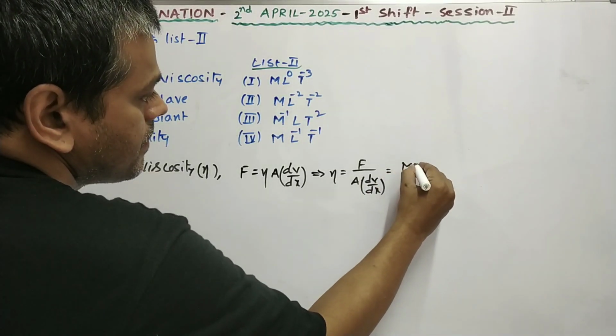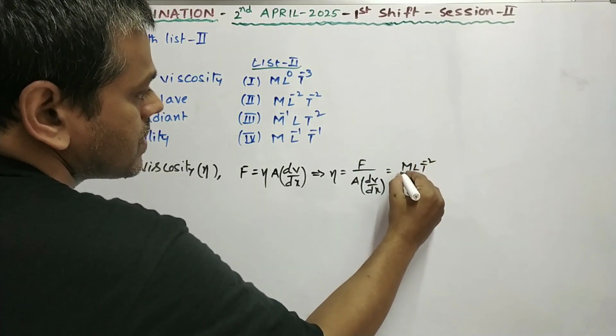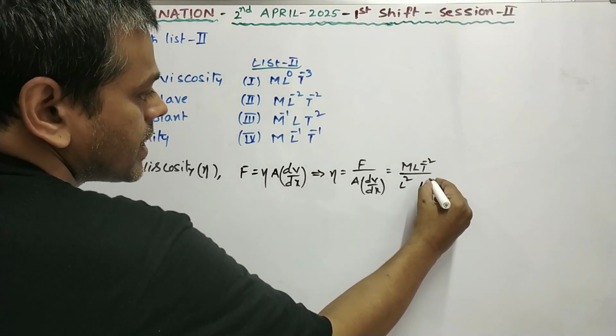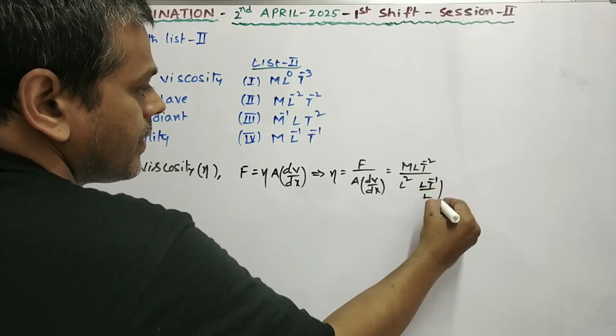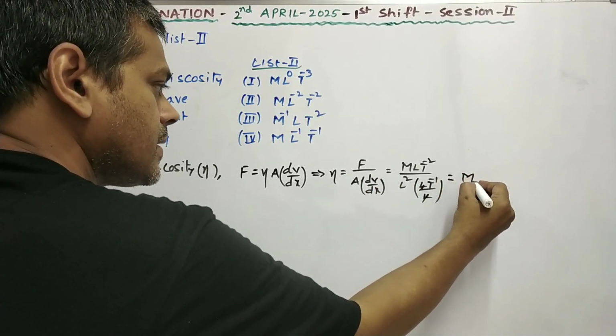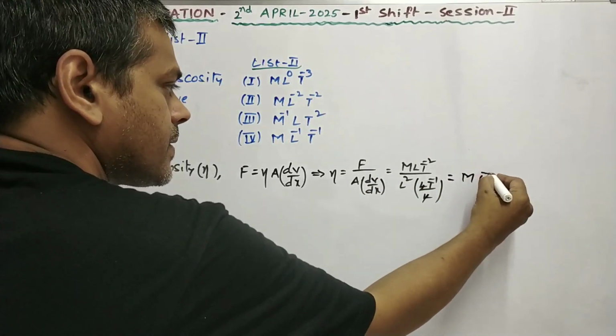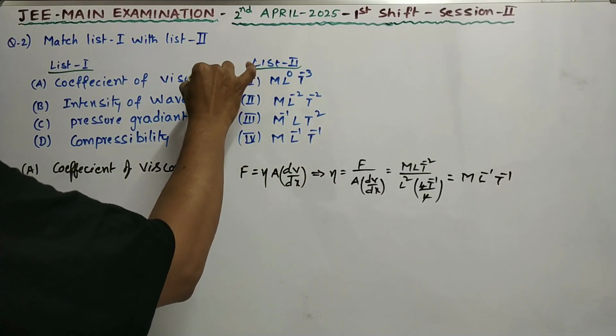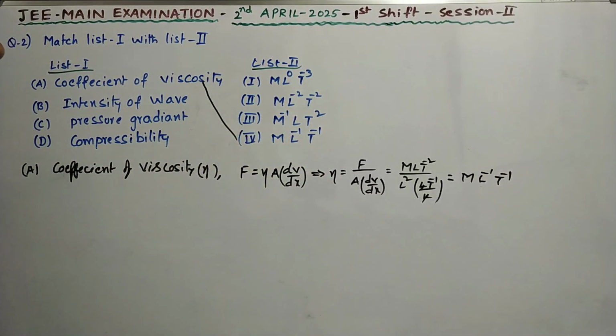So we may write M L T power minus 2 as the dimension formula of force. Area is L square. Velocity is L T power minus 1, divided by length L. So L is cancelled, and we get M L power minus 1 T power minus 1. That means this is the correct option.